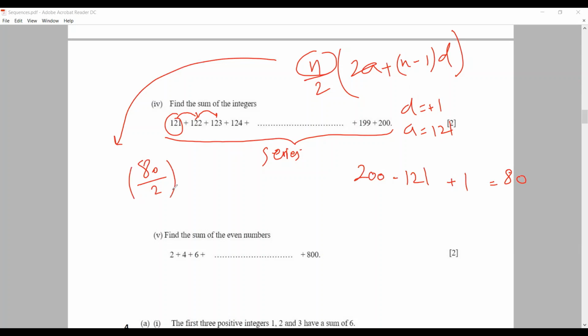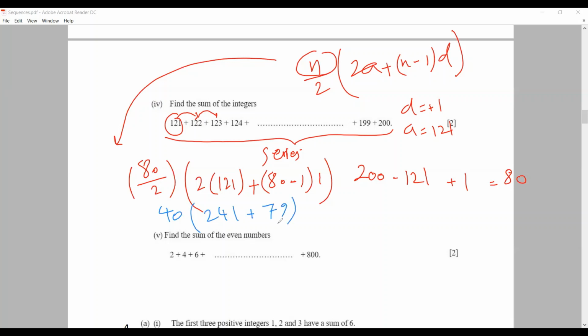80 over 2 times 2 times 121 plus 80 minus 1 times d, which is 1. So this is 40, this is 241 plus 79. So see what that gives us. The answer is 12,800. All right. So we have to just use this formula. Okay. The last part of question number 3, they're asking us to find the sum of the even numbers.